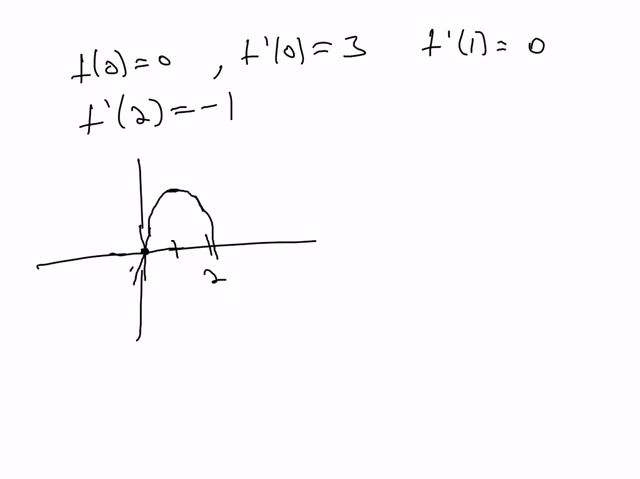F prime at 0 is 3, even though the function is 0 there. At 1, the rate of change is not changing, so the tangent line would have slope 0. And at 2, we're decreasing at a rate of negative 1. So that's how our function would look.